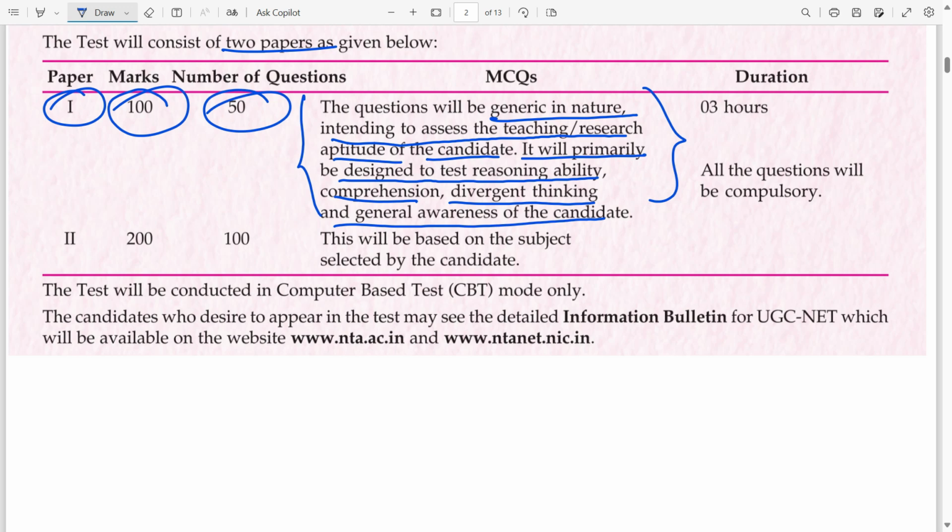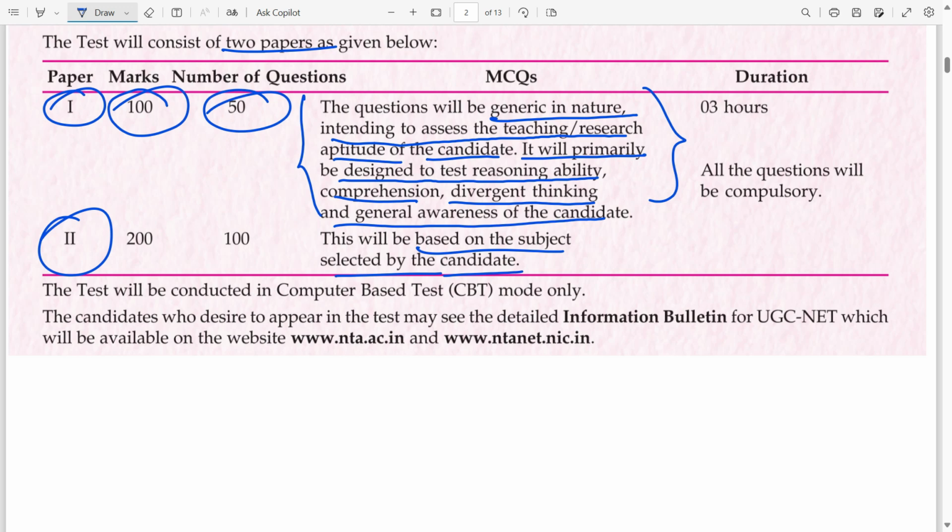Paper 2 is your specific paper, which you have chosen. If you have done MA in sociology, Hindi, history or any other background, then only the subject in which you have done MA can be selected for paper 2, which you are giving for JRF, PhD, or assistant professor. So here it will be based on the subject selected by the candidate.